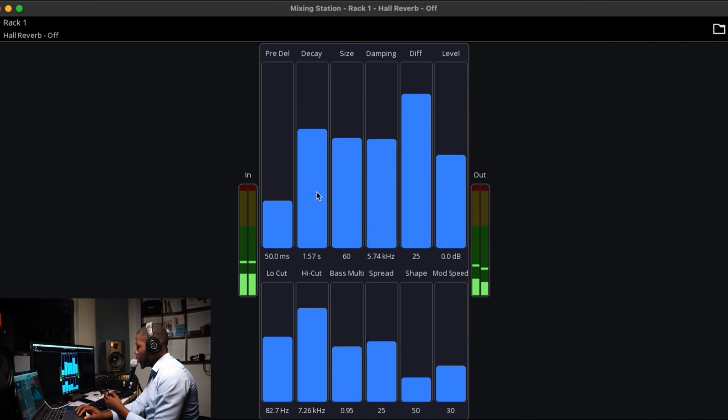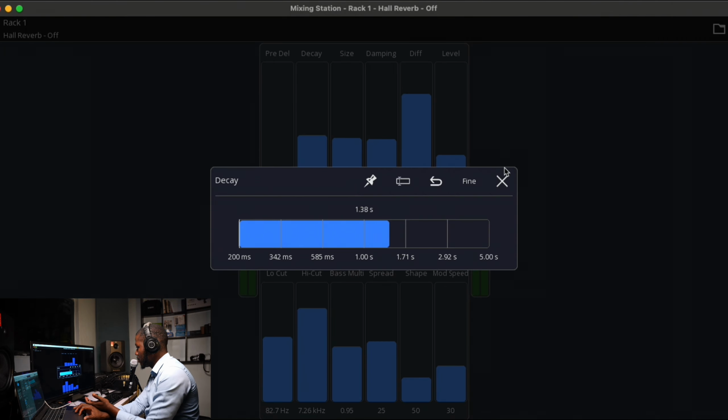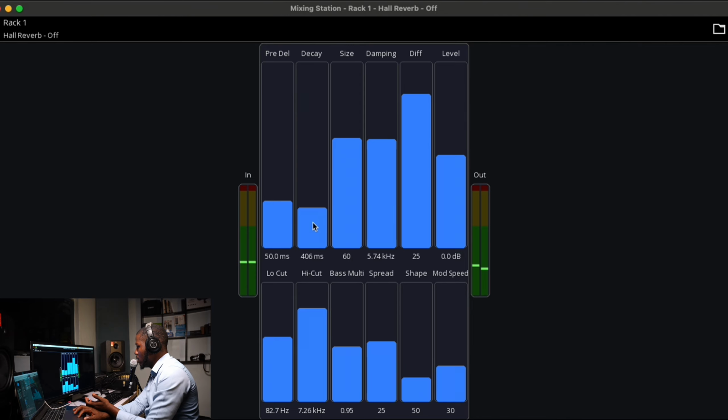So the next thing we're looking at is the decay. Let's look at what the decay does practically. Can you see? The decay is basically how long you want the reverb to last.